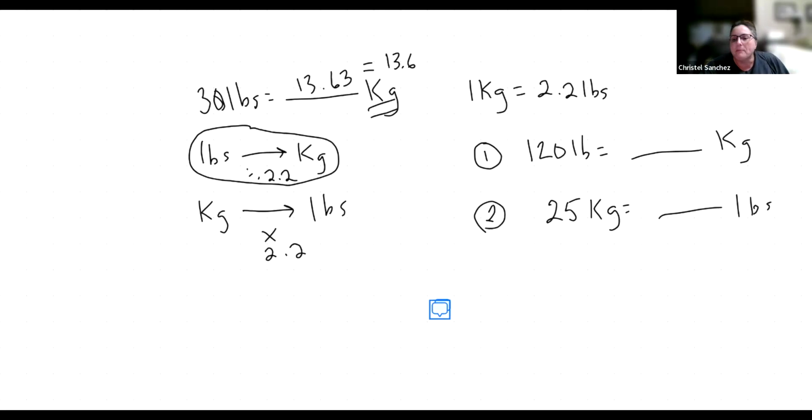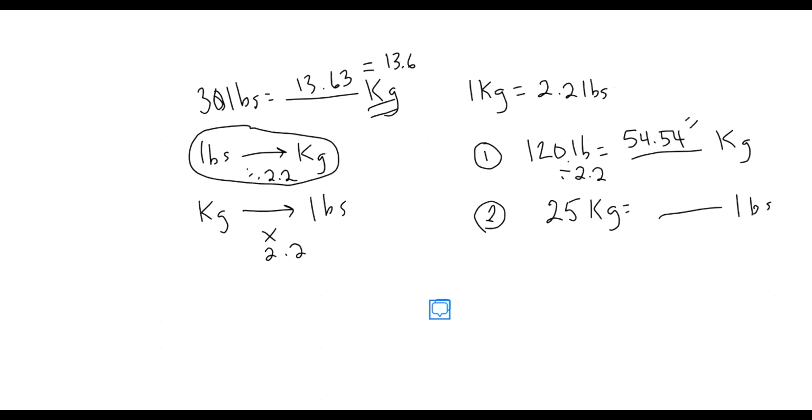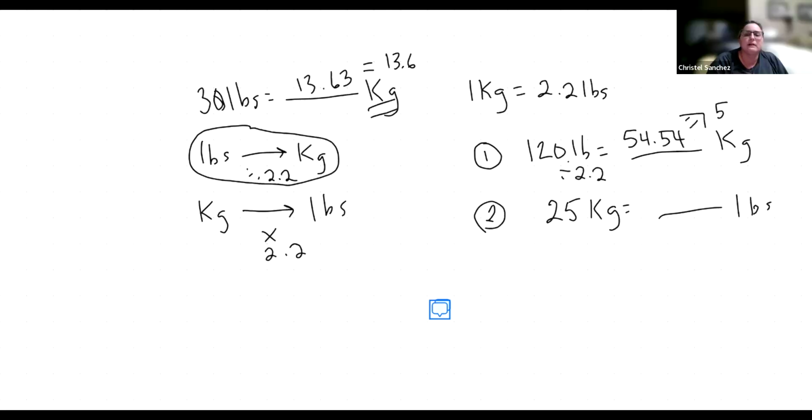Okay, so if we're looking at these, remember, if I'm going from pounds to kilograms, because kilograms is going to be a smaller number, then I need to divide by 2.2, okay? And that's going to give me 54.54. So when I round, what is that going to give me? 54.5. All right, everybody see that? How we got that?